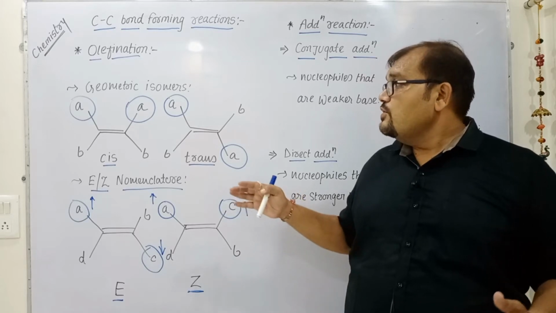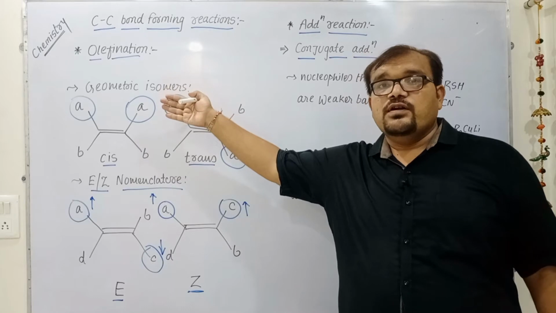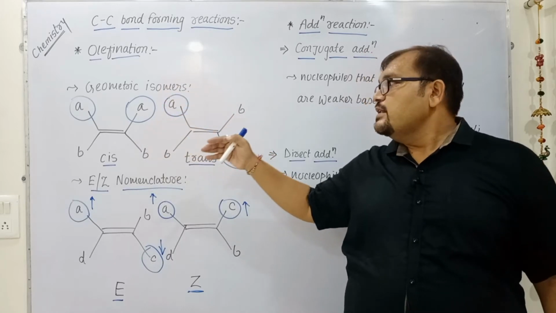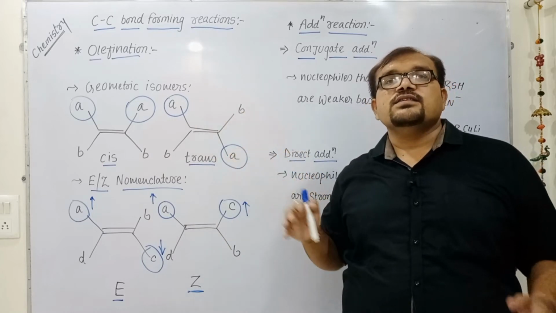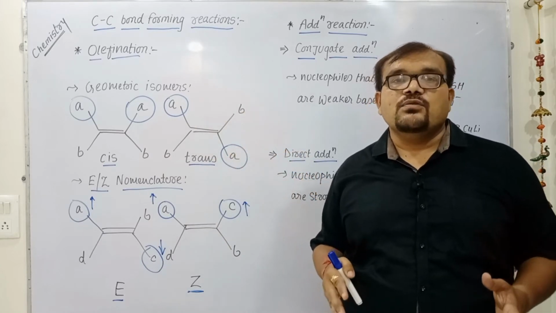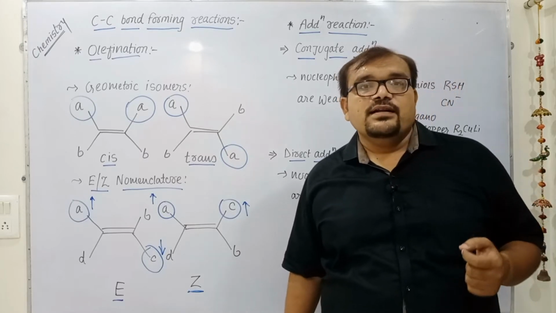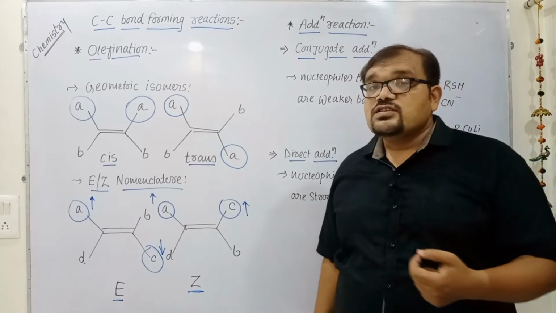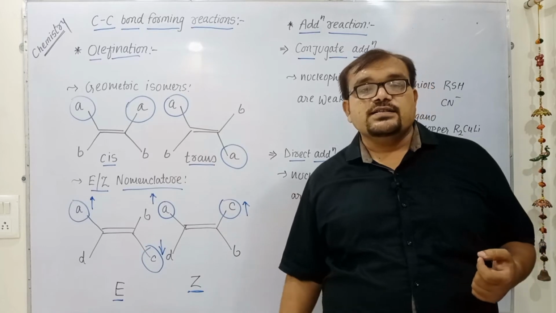As you all know, if the same groups are on the same side of the double bond, then such form is known as cis, while if the same groups are on opposite sides of the double bond, then such form is known as trans. So there is one question in our mind: if there is cis trans nomenclature, then why is there a requirement of EZ nomenclature?